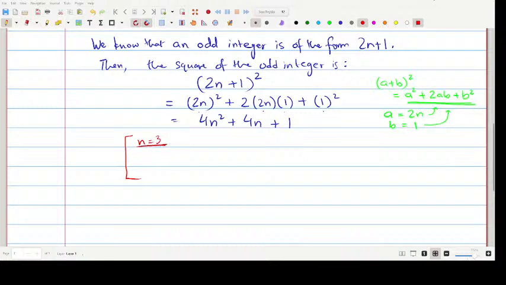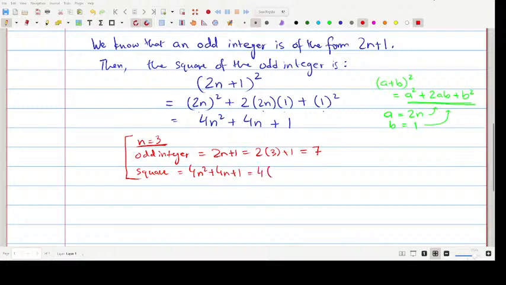N is equal to 3. So the odd integer will be 2n plus 1, which is 2 multiplied by 3 plus 1. 2 multiplied by 3 is 2 ones are 2, 2 twos are 4, 2 threes are 6, 6 plus 1, 7. Okay, now the square is equal to 4n squared plus 4n plus 1.